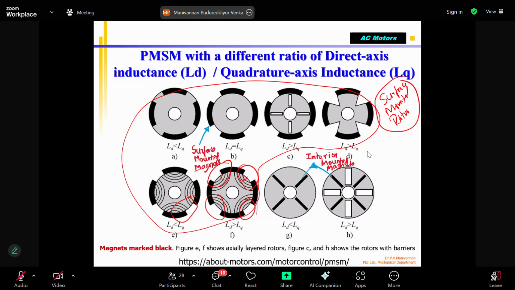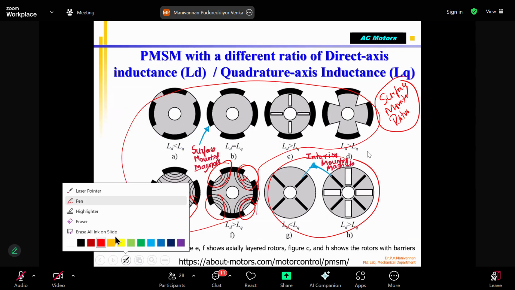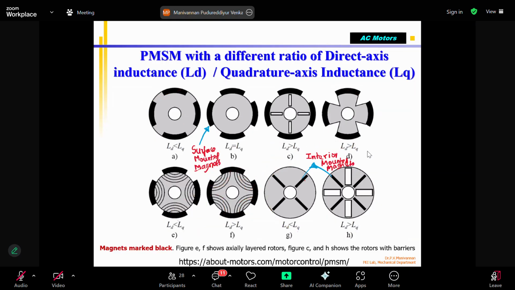Okay, these 2 are called interior mounted magnets. Already that is mentioned clearly. You can see that in this there are 2 types. Here one is this is magnet, this is magnet, this is black color core, and you can see that magnetic flux can cross couple like this between 2 magnets.